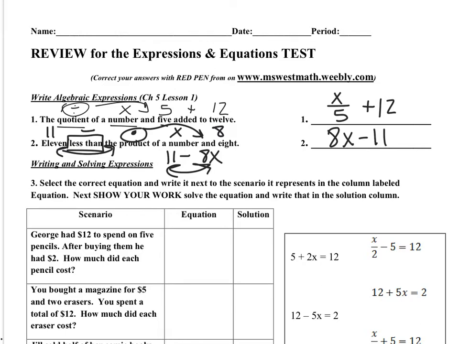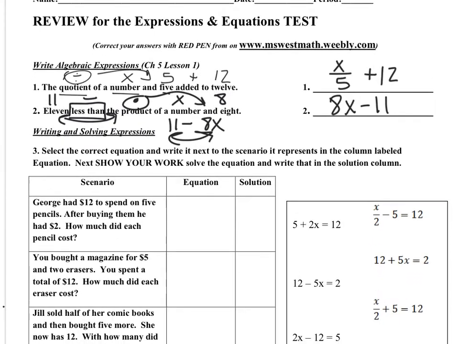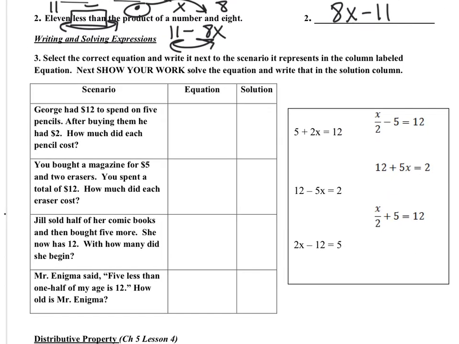All right, number 3 says to select the correct equation and write it next to the scenario it represents in the column labeled equation. Next, show your work, solve the equation, and write that in the solution column. So let's look at all of this. I have 4 different problems, but I have 6 choices. So I have to match the equation with the scenario that goes with it, then solve the equation and write my solution.